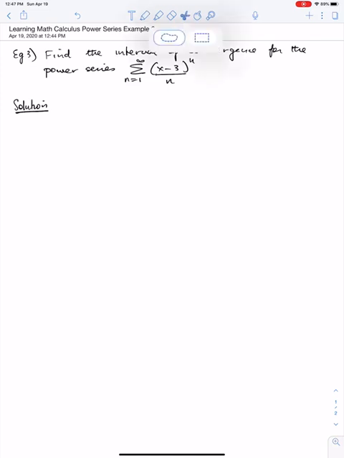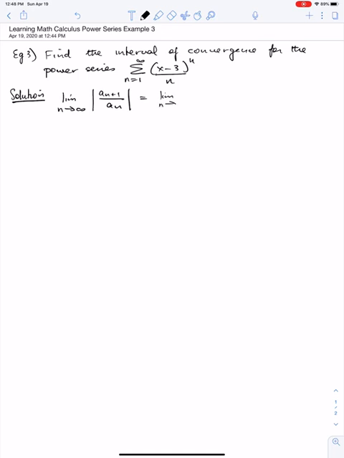This is actually a longer problem than the previous one, so let me see if I can conserve some space here and write small and fit it on a page. By the ratio test, the limit as n tends to infinity of a sub n plus 1 over a sub n is, and once again we put n plus 1 in place of n, so that's (x minus 3) to the n plus 1 over n plus 1, and then the denominator is just (x minus 3) to the n over n.